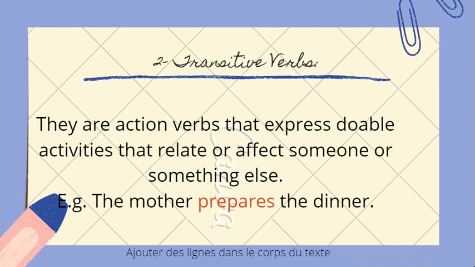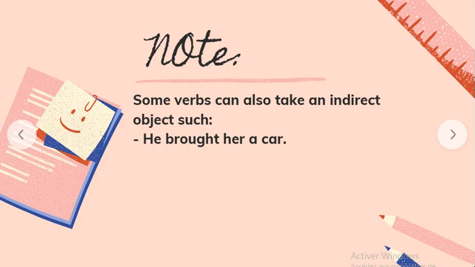There is something you have to pay attention to. There are some other verbs that need an indirect object in addition to the direct object. I mean, there are verbs that need both direct and indirect objects in order to make the sentence meaningful. And these verbs are called ditransitive verbs. For example, he brought her a car. So brought is the verb, her is the indirect object, and a car is the direct object. So the verb brought, which is to bring, is a ditransitive verb.